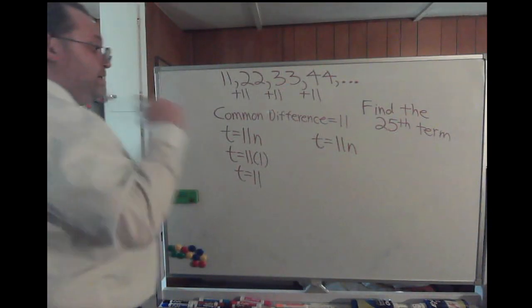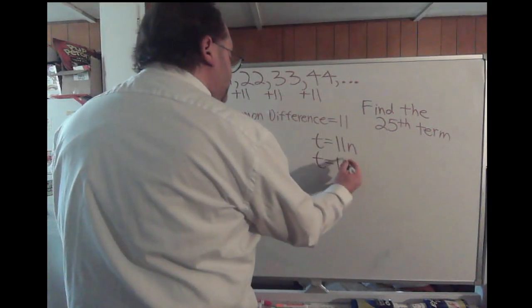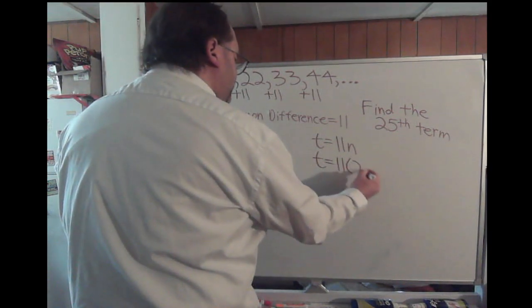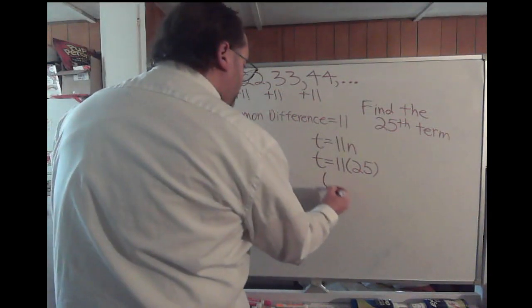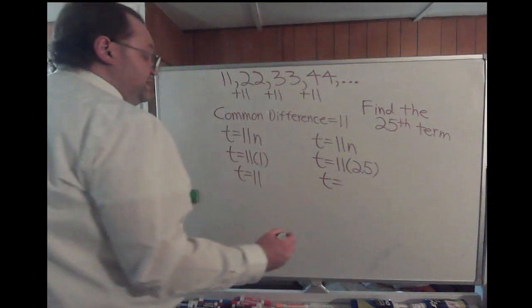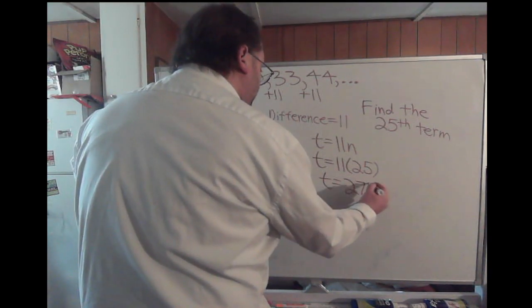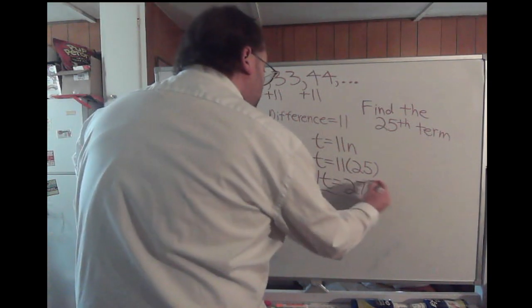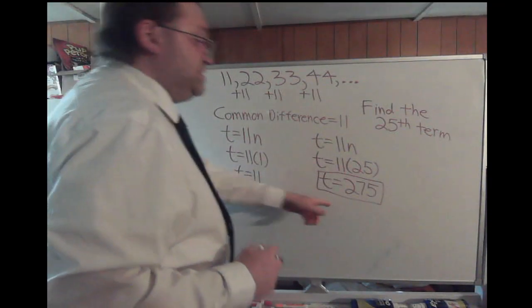Okay? So now you're going to find, of course, the 25th term. You'll just take 11 and put in 25 for n. Well, the term is going to equal 11 times 25. That would be 275. So the 25th term of this sequence is going to be 275.